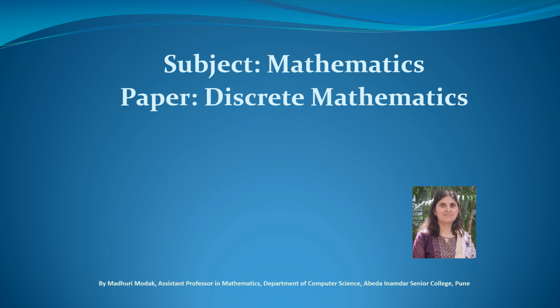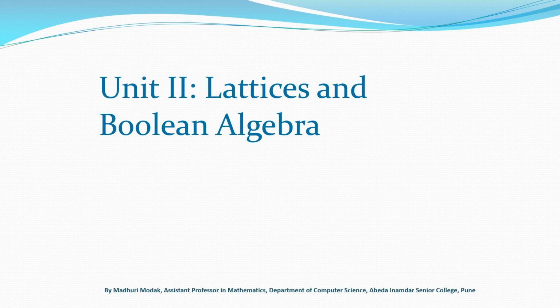Discrete mathematics is a very important branch of mathematics. Now we start with unit number 2 of discrete mathematics, that is lattices and Boolean algebra.